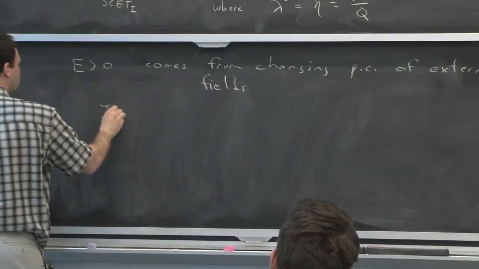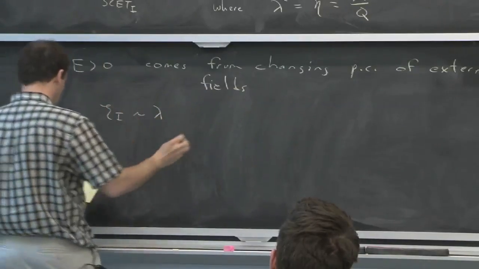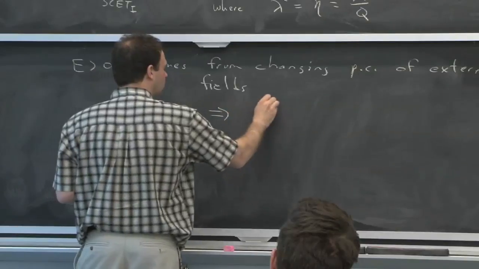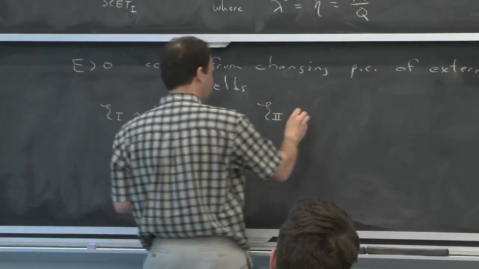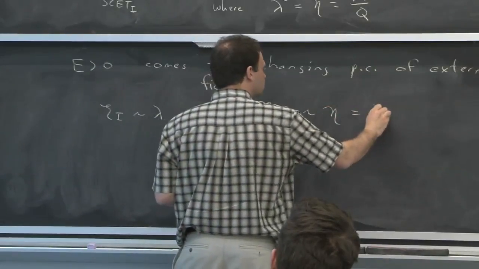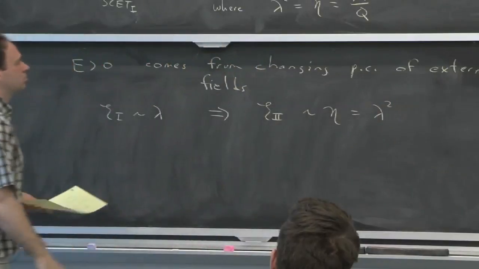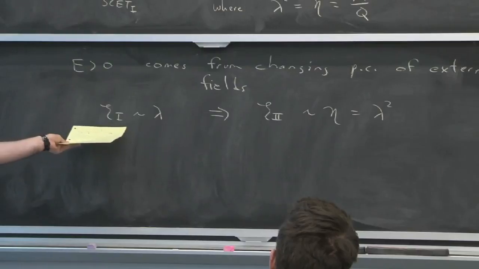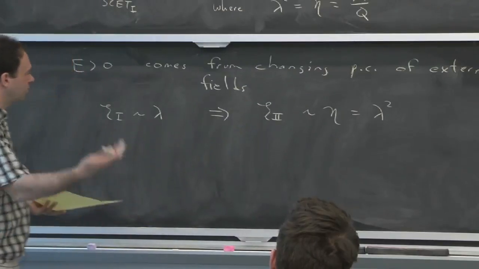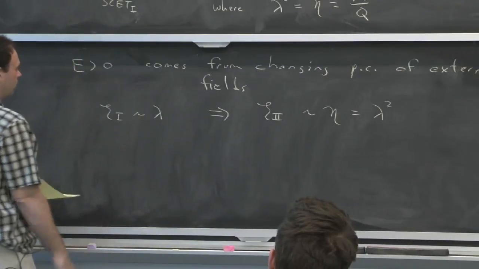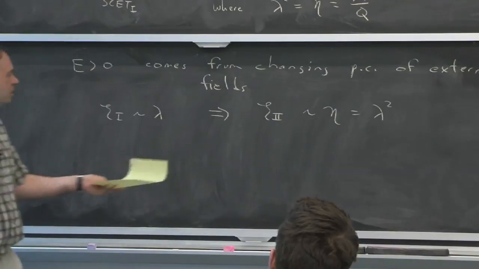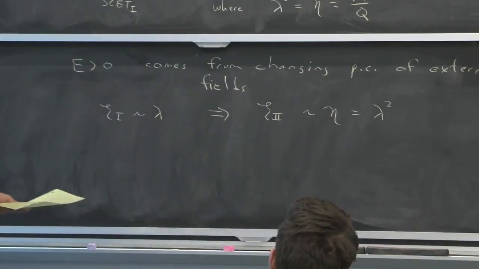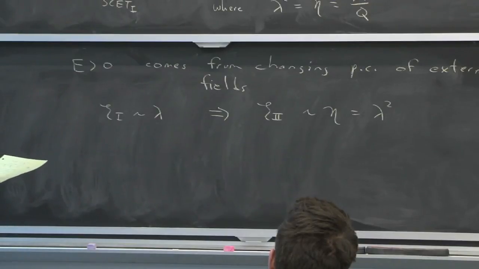So one example is just having an external collinear quark or external collinear perp gluon, for example, where you would have order lambda in SCET1 and it becomes order eta in SCET2, which is lambda squared. So that's an extra power of lambda, extra factors of the power counting parameter.